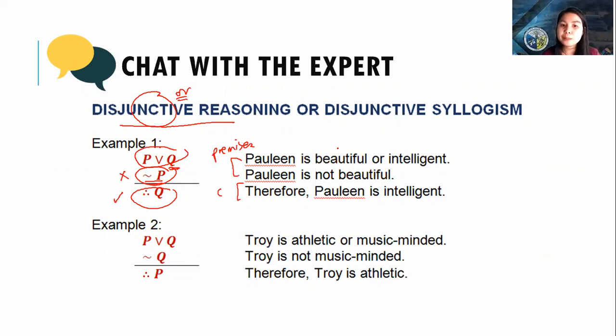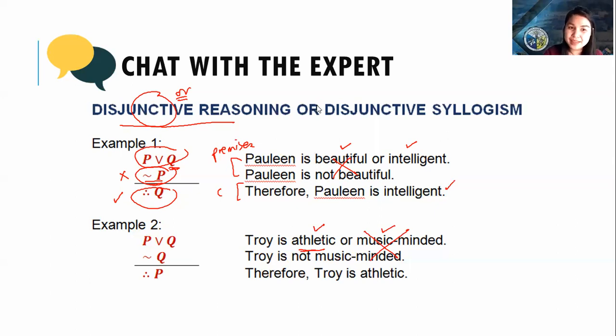Example, Pauline is beautiful or intelligent. Pauline is not beautiful. So what's left? Therefore, Pauline is intelligent. Another, Troy is athletic or music-minded. Troy is not music-minded. So what's left? Therefore, Troy is athletic.